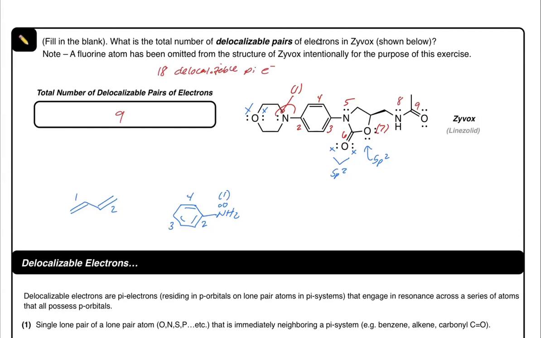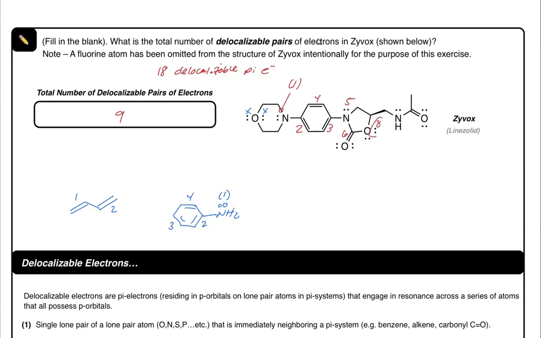On the far left, I'm not counting the lone pairs on the oxygen because it's not adjacent to a pi system. It has no resonance. The nitrogen is adjacent to this pi system, so I can count that lone pair as 1. I can then count each of the pi bonds in the benzene ring given the conjugation. This nitrogen can resonate into either pi system, so I'd count that as a 5th. I'll count this pi bond here as a 6th because that could resonate as a result of the nitrogen resonating or as a result of the oxygen resonating.